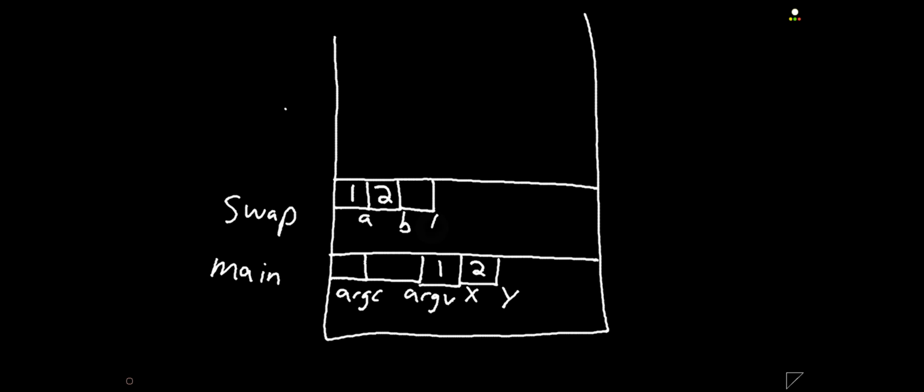So let me draw that here. And as I recall, it stores in temp which value? The value of a, and the value of a is 1. It then took the value of b, put it in a, which puts that value here. And now at this point in the story, a and b are incorrect.